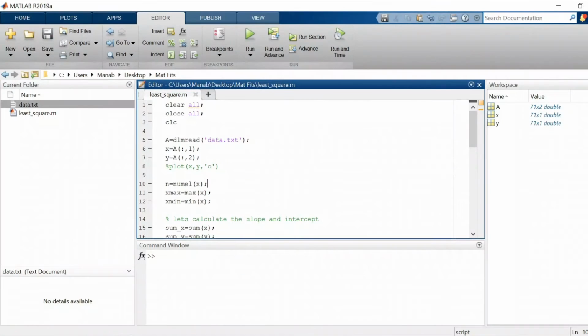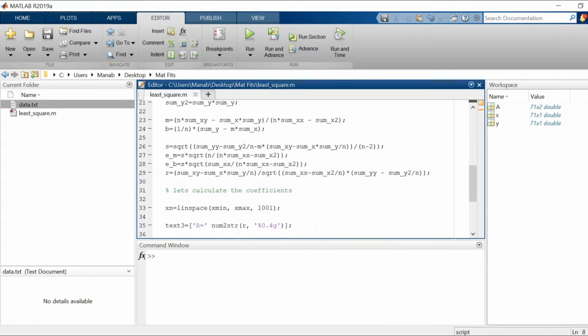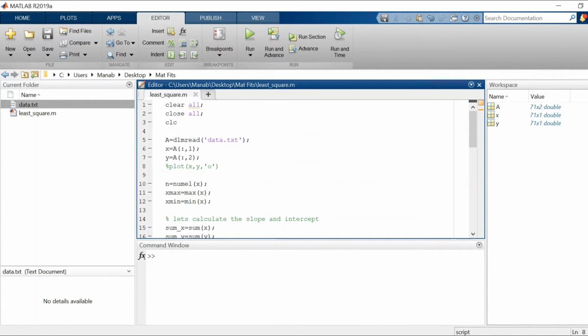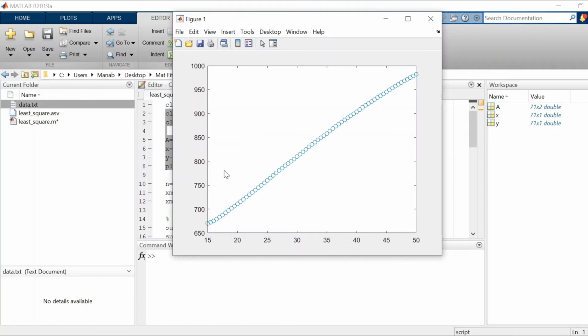Without much delay, let's get started with the programming. So this is the code that I have written for this, and let me explain this code. This is the part which imports and then plots the data. Let's run only this part of the code. You can see this is my data, and I would like to fit this data with a linear function and find the slope, the intercept and the goodness of the fit, that is r.